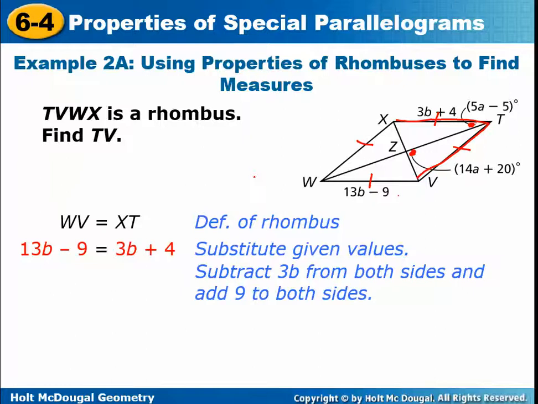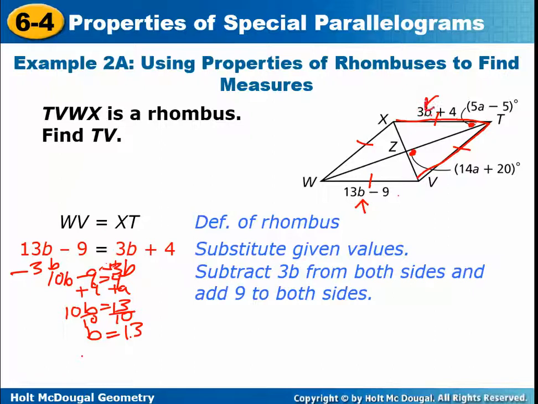So if I subtract 3b from both sides, minus 3b, minus 3b, I'd get 10b minus 9 equals 4, and then I'll add 9 to both sides, and I'll get 10b equals 13. Divide by 10, and you get b equals 1.3. Once you know what b is, you have to plug that back into either one of them, either this one or this one, and solve for a side. So it's the same answer. They get the same thing we do.